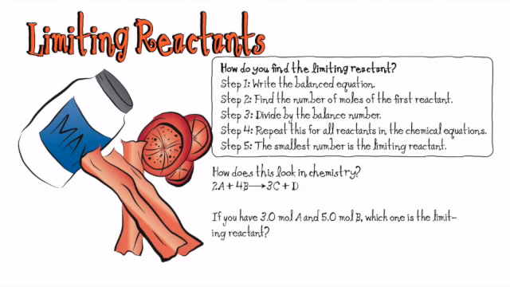So if we had 3 moles of A and 5 moles of B, what is the limiting reactant? We have 3 moles of A and 5 moles of B, so we divide by our balanced number. So our coefficient for A is 2, the coefficient for B is 4. So we get 1.5, and for B, 1.25. So we look at both of them. The one that is the smallest is limiting. So for this one, B is your limiting reactant.